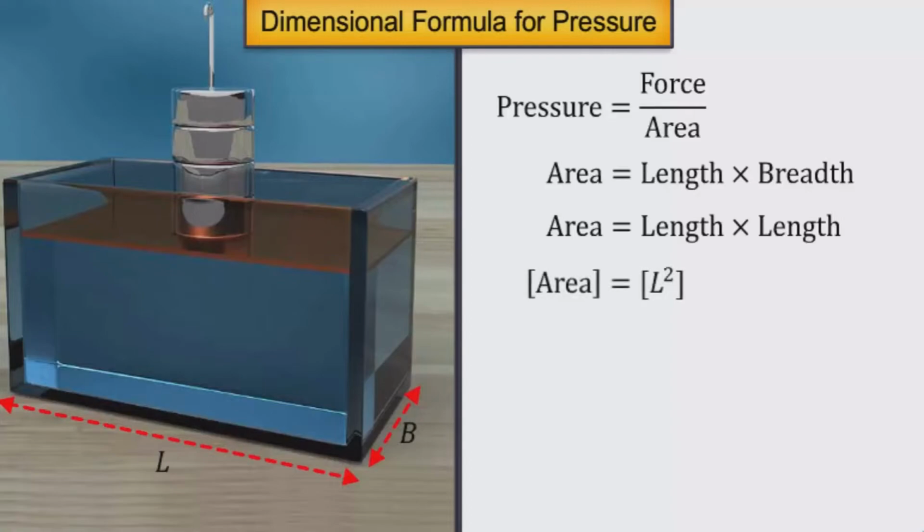We know that the dimensional formula of force is [MLT^-2]. Now, the dimensional formula of pressure is obtained as shown.